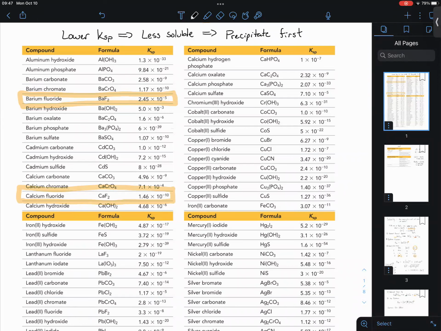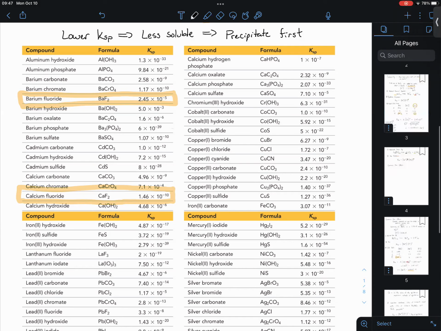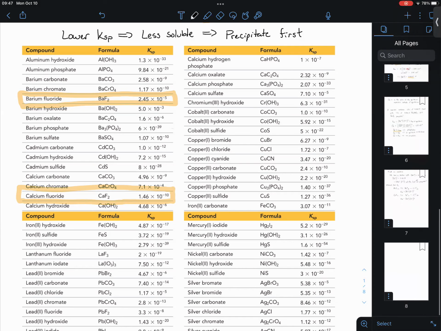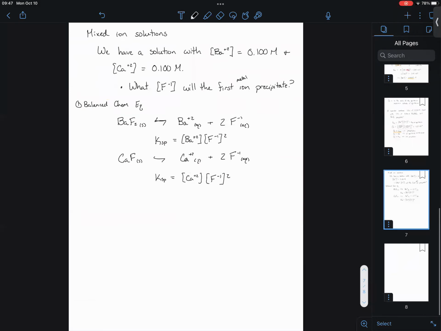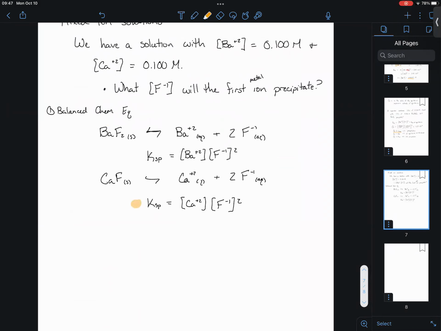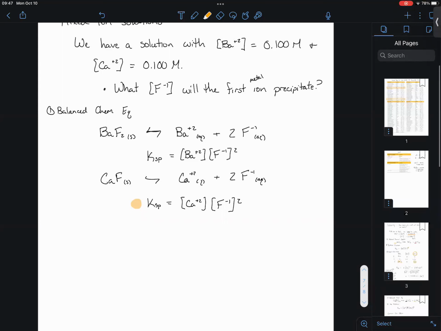The concentrations of calcium and fluoride ions are going to be very, very low before it starts to precipitate. So calcium fluoride will precipitate earlier than barium fluoride because its Ksp value is smaller. So I know it's going to be the calcium fluoride that precipitates first. What was that value again? 1.46 times 10 to the negative 10.